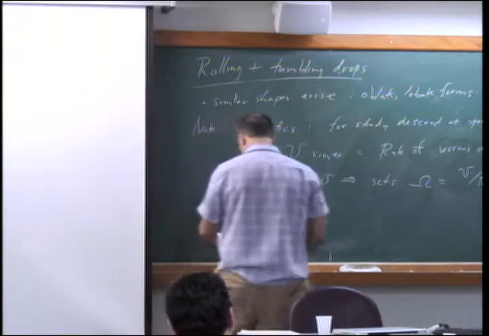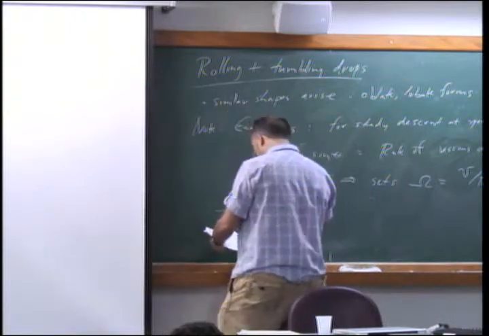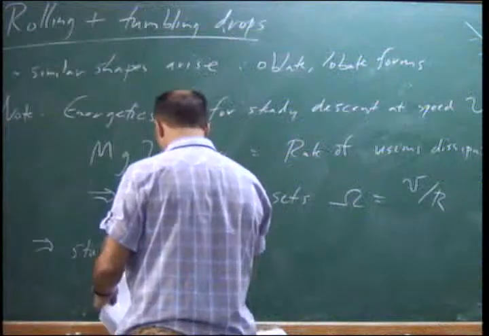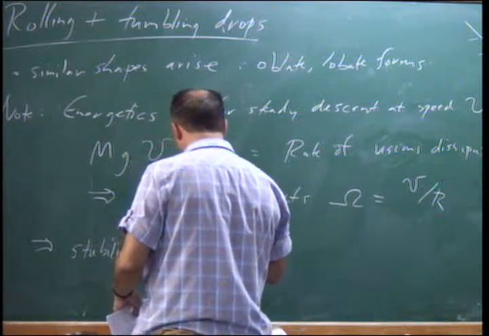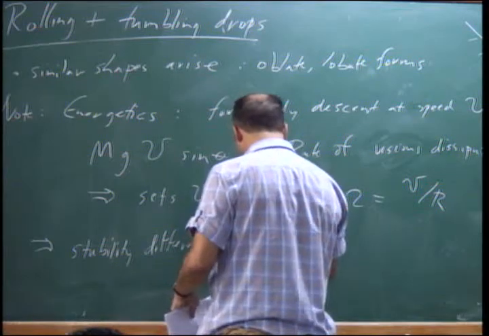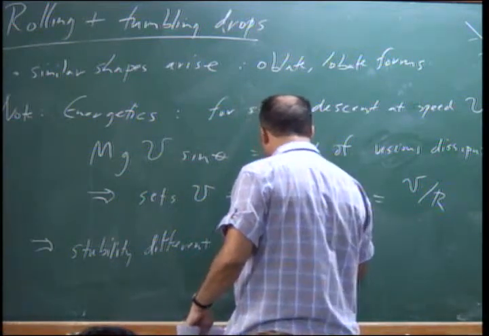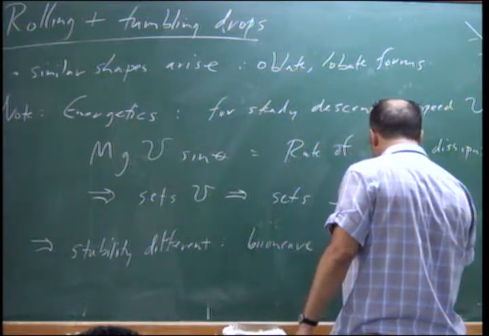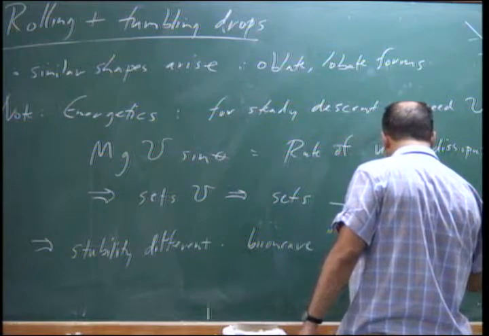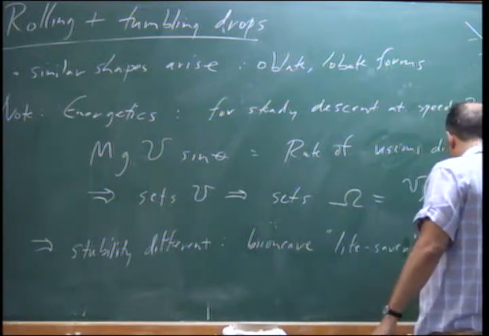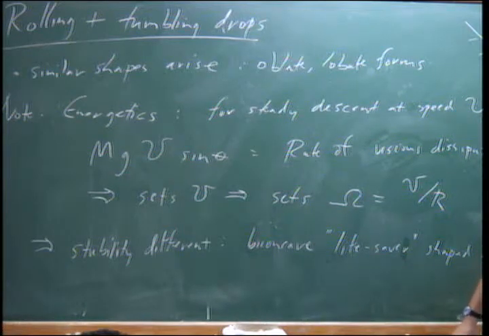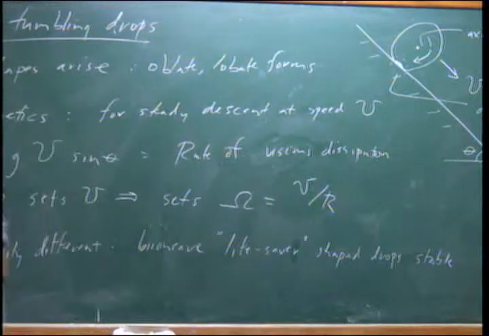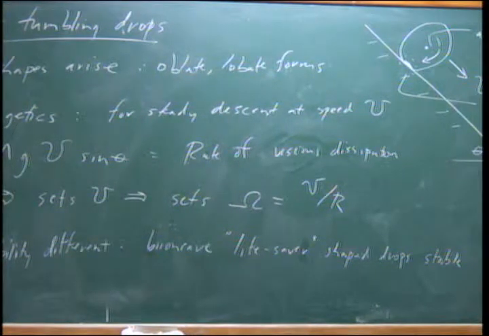Okay. So in terms of these rolling drops, we've seen the stability is different from the pure rotation case. These biconcave forms are unstable in the pure rotation case.